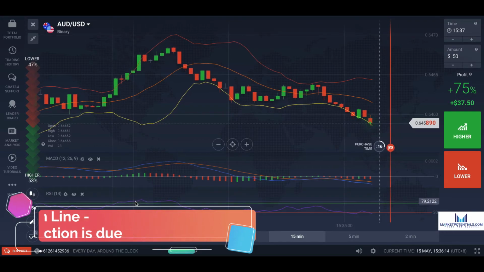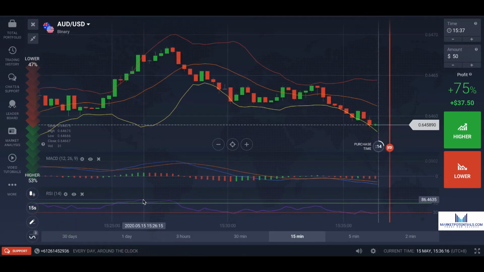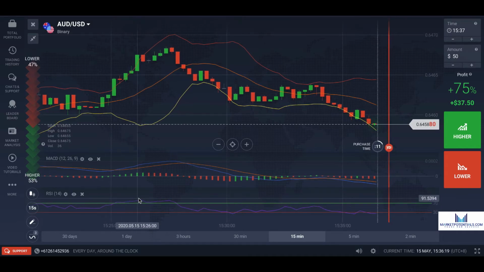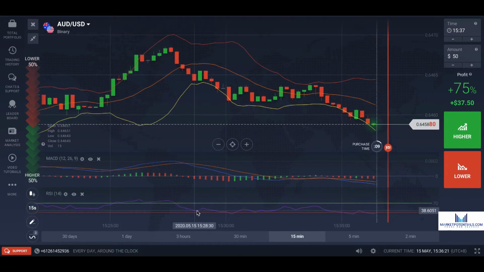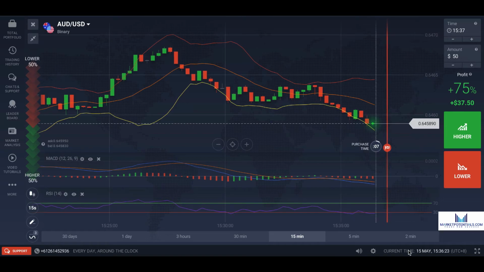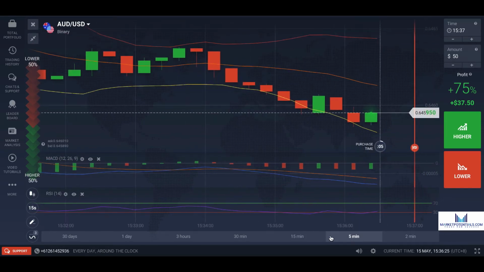So true enough, most of the time, literally like 90% of the time, every time the chart peaks above the green, it would correct. It's just a matter of when. All right. Now, one of the most important things in binary options trading is also timing.